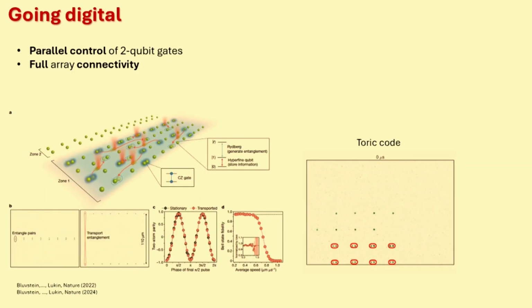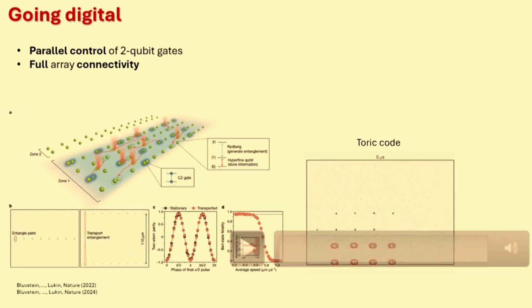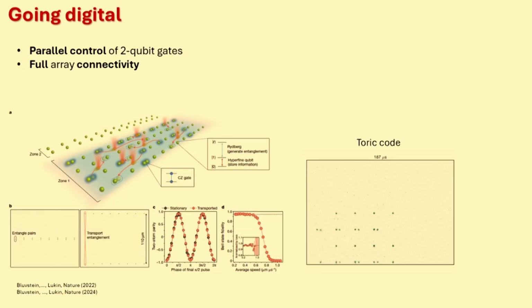Remember those movable tweezers that you previously saw that we used to get these defect-free arrays? Now you see them again in a digital quantum processor, but they're actually used now to spread this entanglement through the entire array. If you could play the video, please. Yeah, so here you see how you can use these movable tweezers to slide the atoms around and actually use this to generate the toric code, which is an important topological quantum error-correcting code.